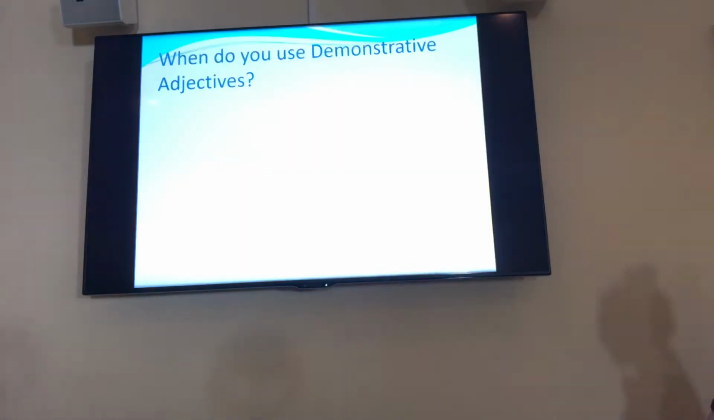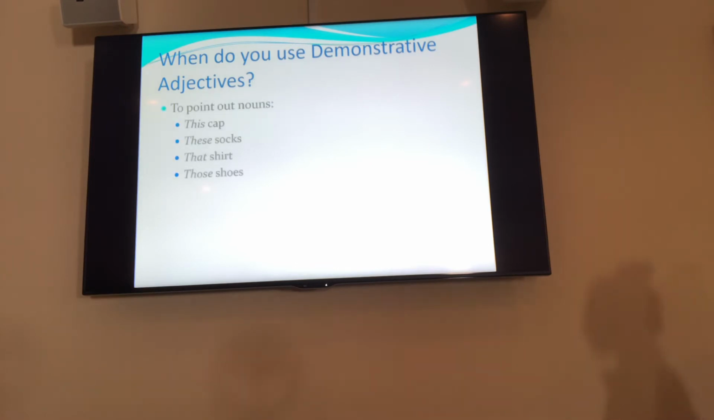Demonstrative adjectives. We use demonstrative adjectives all the time in English. I promise you do. Can you tell me what they are? I bet you can't. If we were in class, you would have no clue, and you would probably get it wrong, even though you guys are all Spanish superstars. But we really do use these all the time in English, and we are going to be starting to use them in Spanish now. So, demonstrative adjectives point out the nouns. It would be this, that, these, and those. This cap, these socks, that shirt, those shoes.